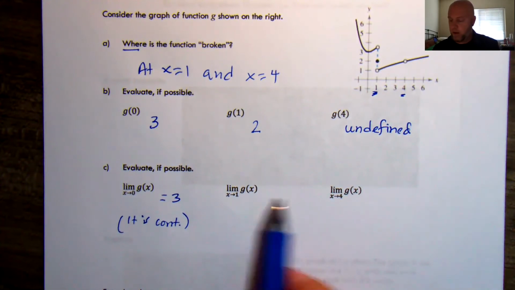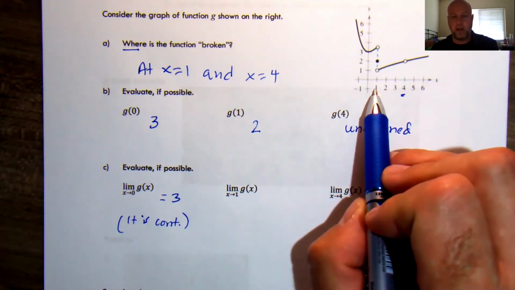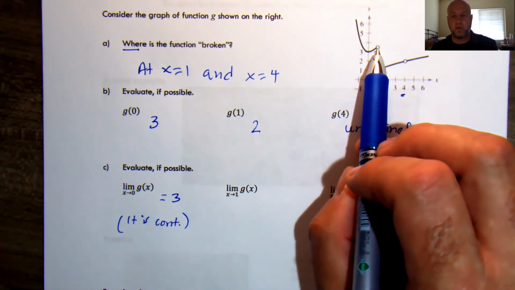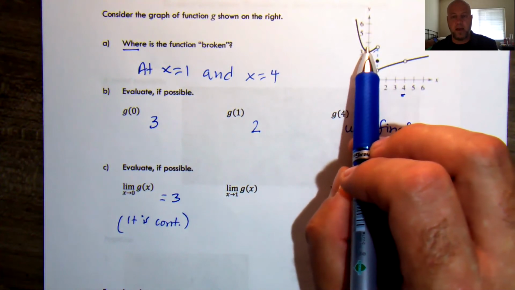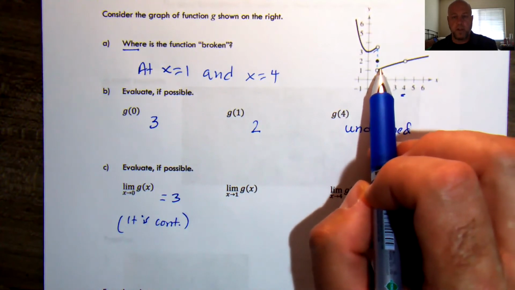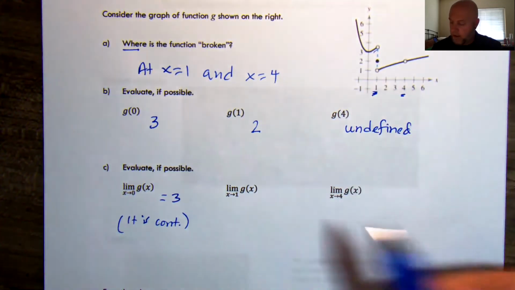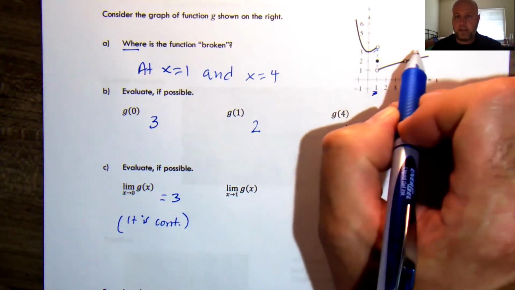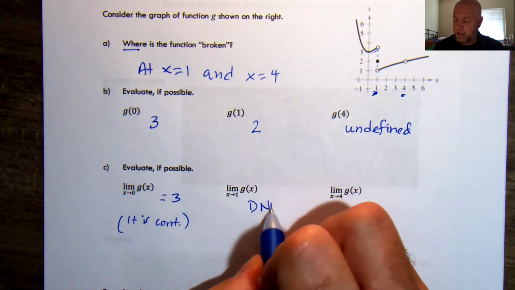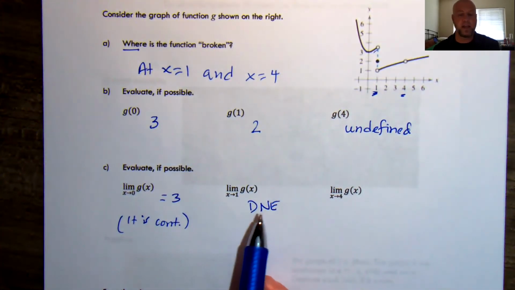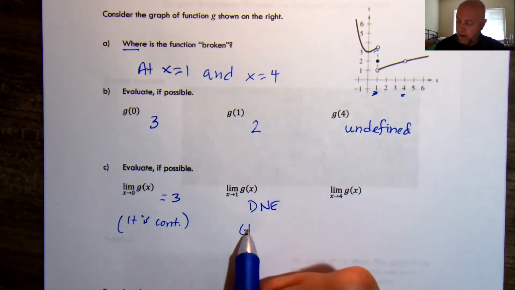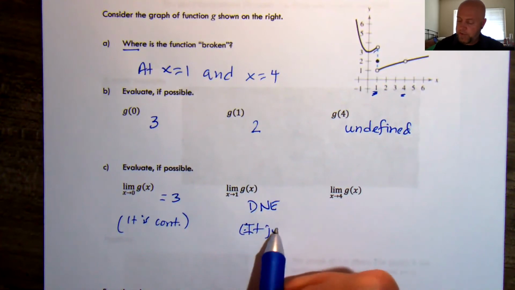In the case of 1, now we're looking at this point where there's a break. And if we look at the limit as we approach 1 from the left side, the values are coming up toward here. That looks like about 3.5. But if we approach from the right-hand side, we are not approaching 3.5, we're approaching 1. In a case where the left side and the right side are not approaching the same value, we say the limit does not exist. We'll use this 3-letter abbreviation, DNE, for does not exist. And what's happening here is the graph jumps.